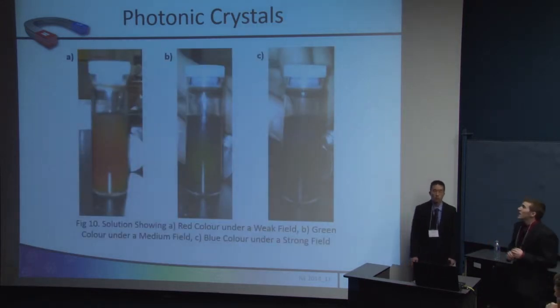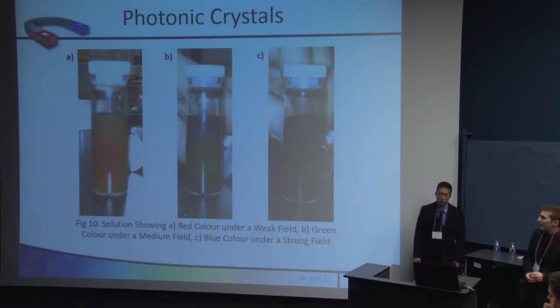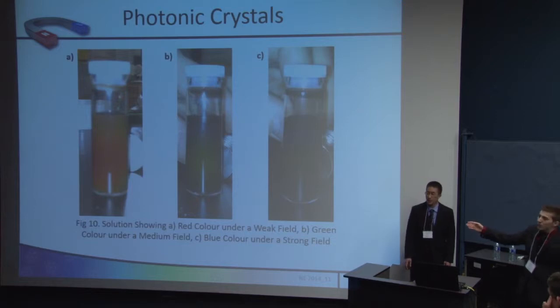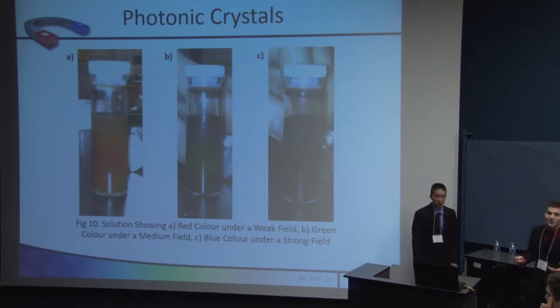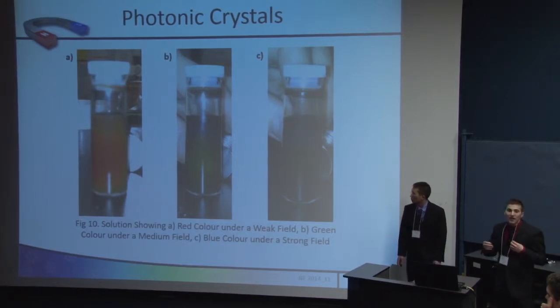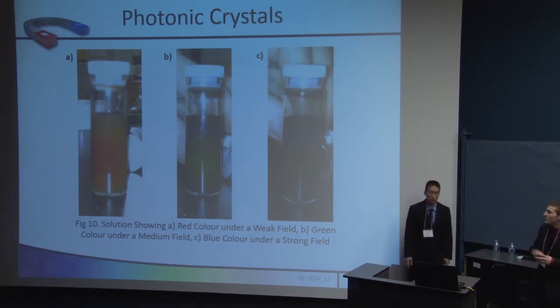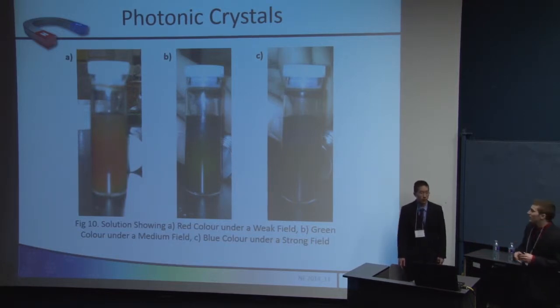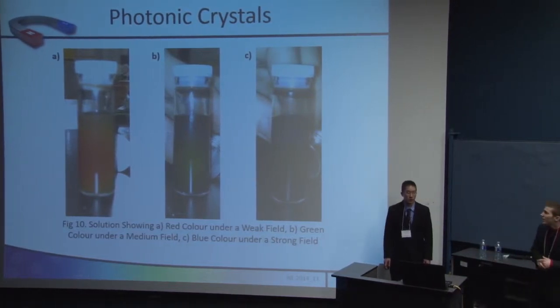So here you can see the nanoparticle solution that we've created under varying magnetic field strengths. Under a very weak field, you can see that the interparticle spacing is very large, and so this means that a very long wavelength, such as red, is reflected. Under a medium field, green is reflected, and under a very strong field, blue is reflected, though it's kind of hard to see with the glare here.